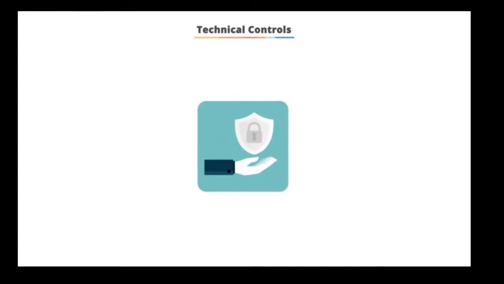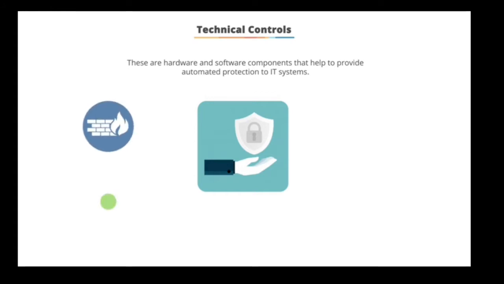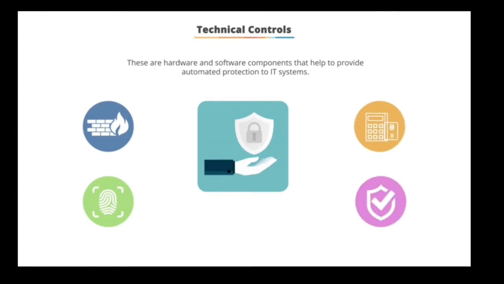The next type of control is technical control. These are hardware and software controls used to provide automated protection to the information technology system or applications. Good examples: firewalls, biometrics, authentication systems, antivirus.